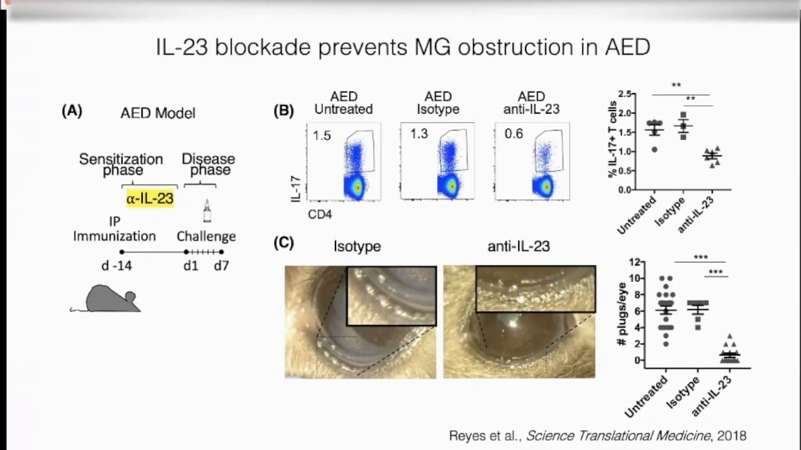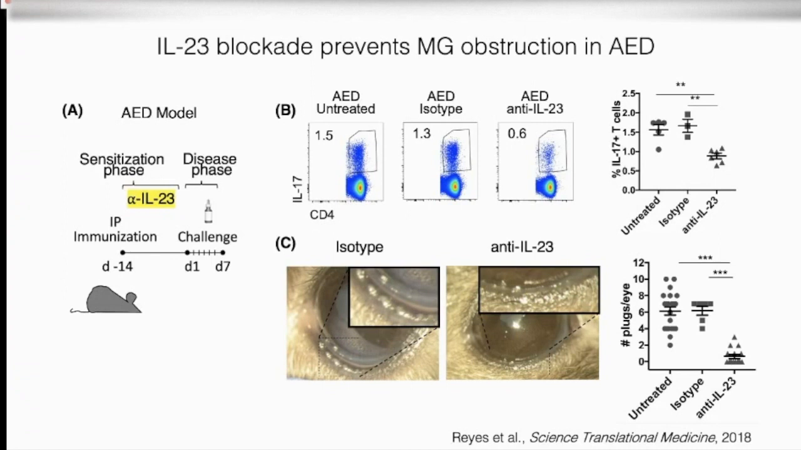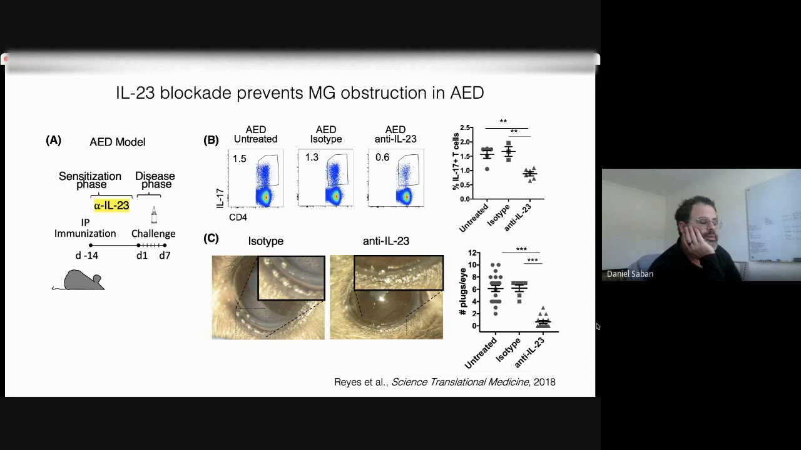Did you give the anti-IL-23 systemically or topically? Systemically. Okay. So remember, if you see in A, the way the model is, we immunize them systemically, and then we rest them for 2 weeks, and then we challenge them topically. So the Th17 priming response happens right after day -14. So what we're doing is we're impairing the expansion of Th17, not directly stopping them from coming to the ocular surface, if that makes sense.